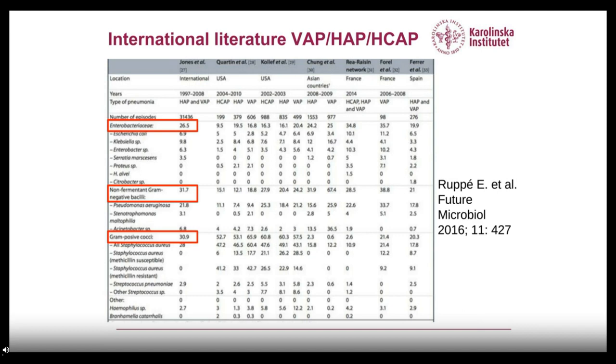In different international literature, this is a French review of several papers on healthcare-associated pneumonia, and we can see that overall Enterobacterales, or Enterobacteriaceae as it was called then, is around 1/3. Non-fermenters around 1/3, and gram-positive cocci around 1/3. That is the overall picture when looking at these studies.